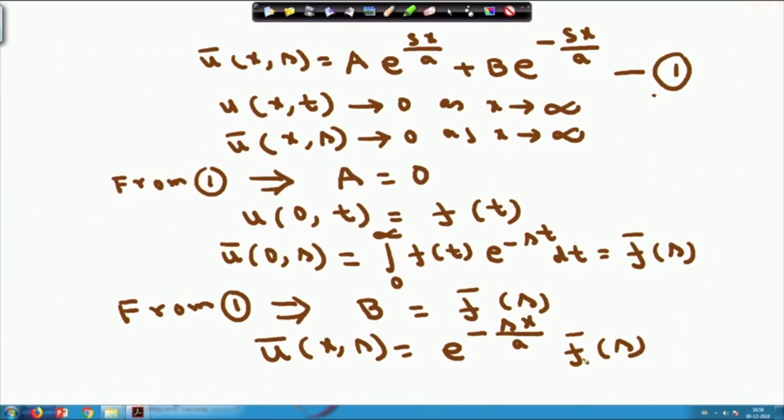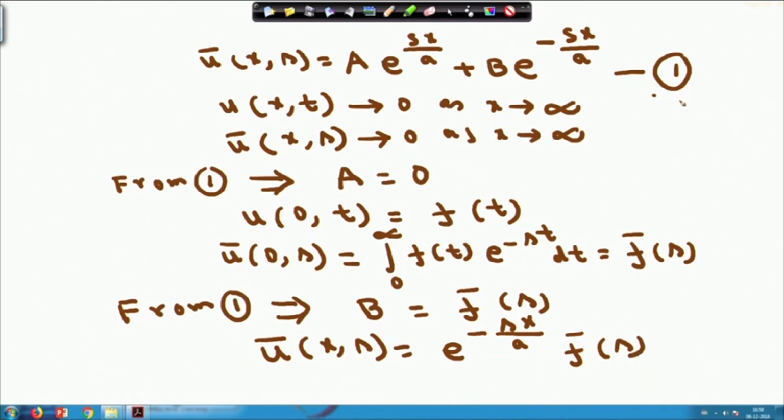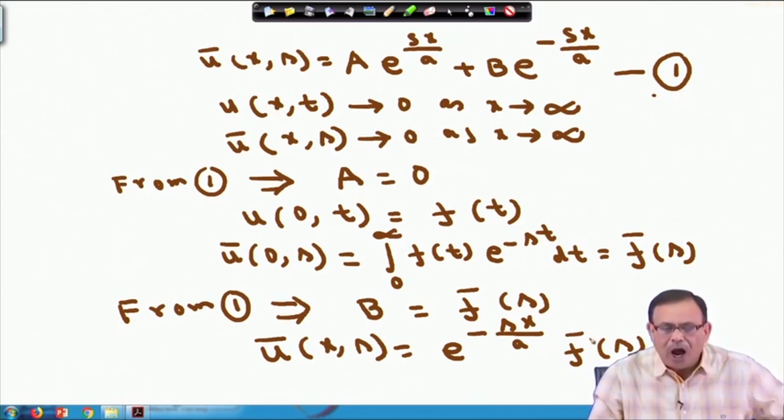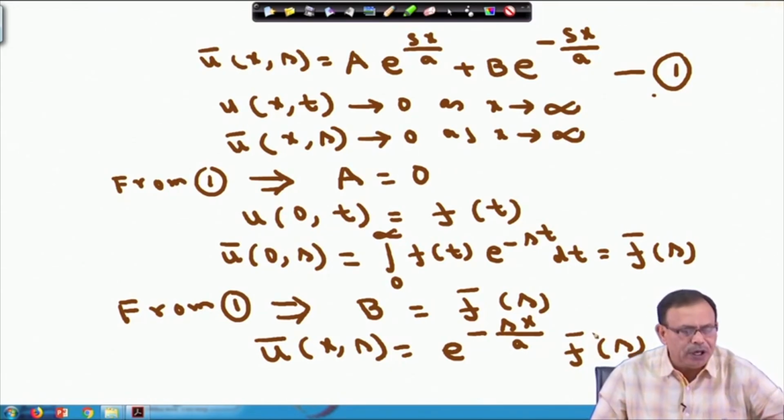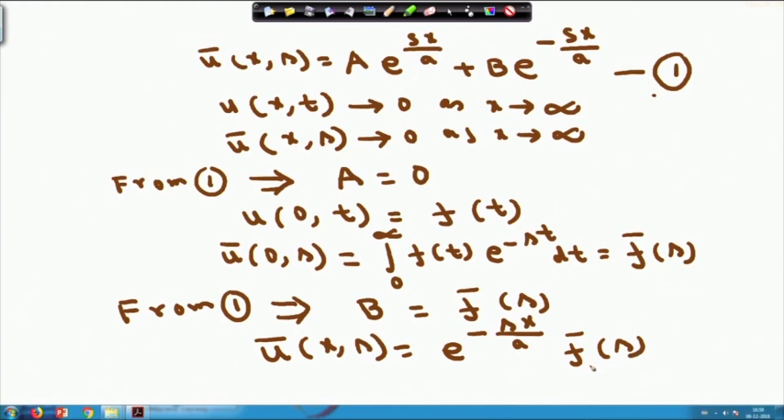The first step was to find the solution of the ODE, which I derived from the PDE. Using the Laplace transform, I converted the PDE into a second order ODE. I found the solution of that in the form of equation 1, and this was the first step. In the second step, I am finding the values of the coefficients using the conditions provided, and I am finding the solution as e power minus s x by a into f bar s. This is my second step.